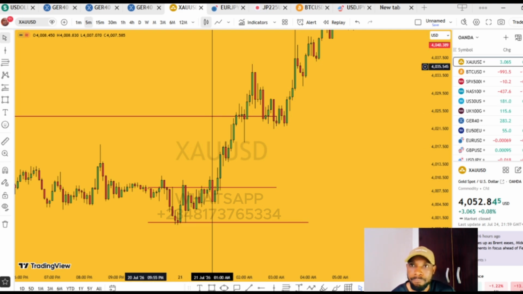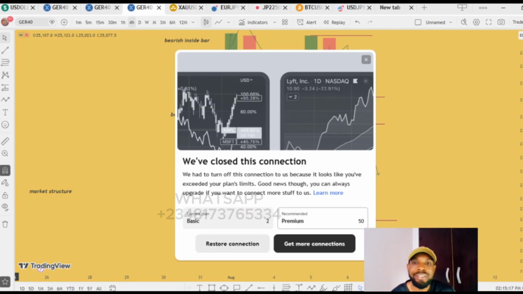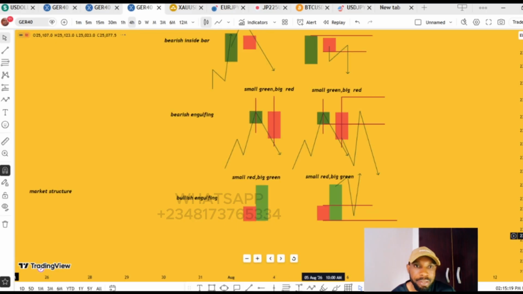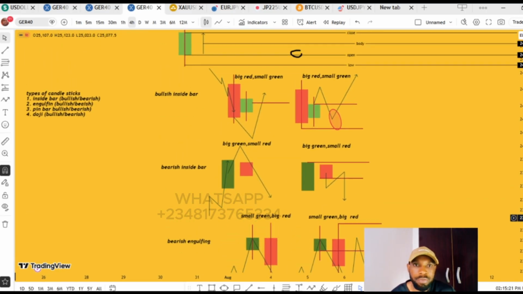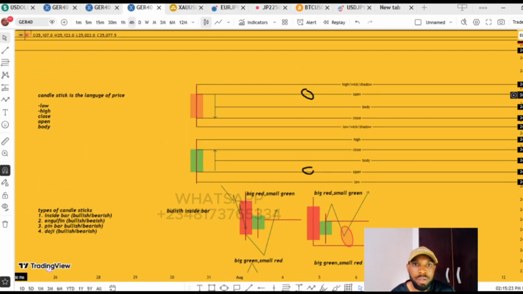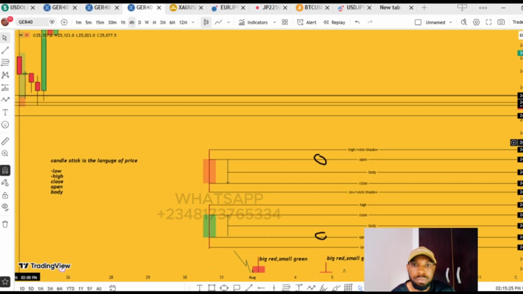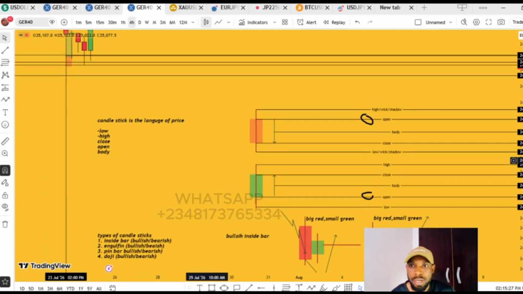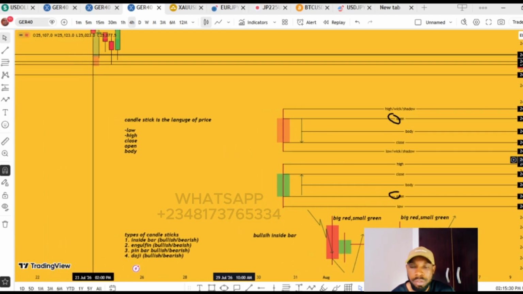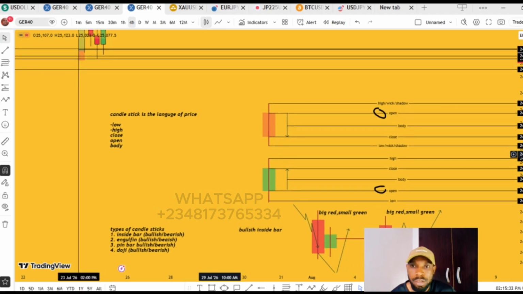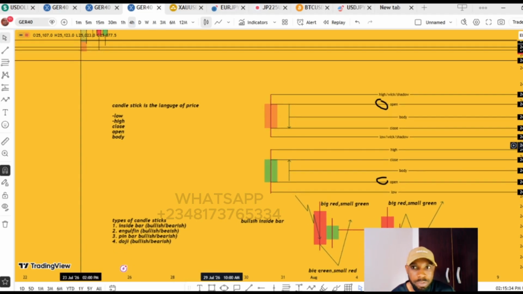Okay, I believe these are now clear. Remember, I started from what a candlestick is, right? The candlestick is the language of price. Of course, I've proved that to you now.